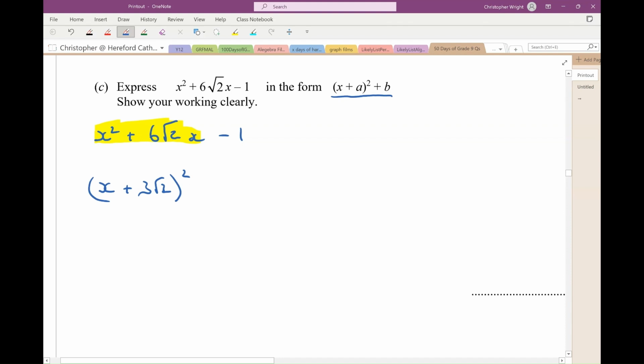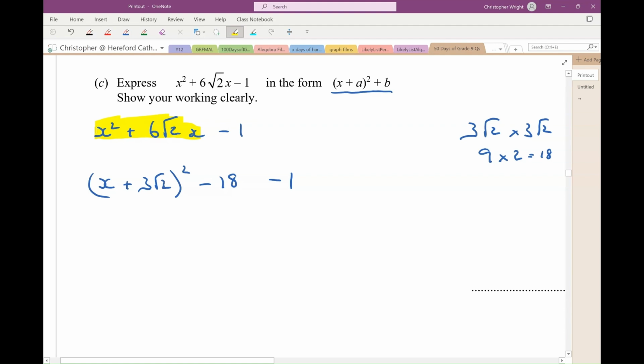squared. Now that's going to give me x squared, 6 root 2 x, and it's also going to give me 3 root 2 squared. Now what is that? That's 9 times root 2 times root 2 is 2. So that gives me 18, doesn't it? So remember I need to subtract away the 18 and then copy down the minus 1. So what this actually equals is x plus 3 root 2 squared minus 19.